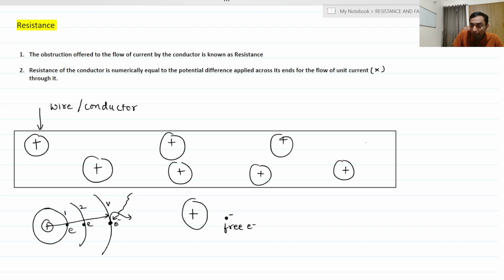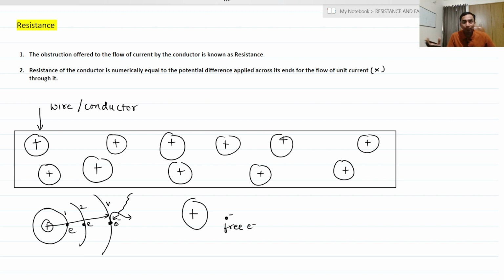Please understand that this rod was made up of a large number of atoms, but each atom has lost one electron or more from the outermost orbit. Please understand, this is the case only with conductors. We are not going to discuss insulators or semiconductors in this lecture. Here we are discussing everything with respect to conductors.